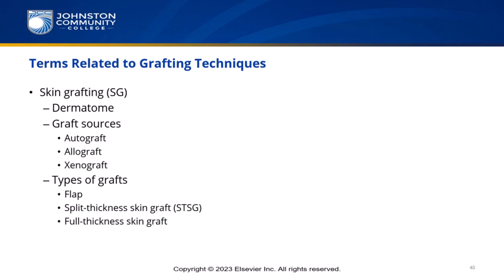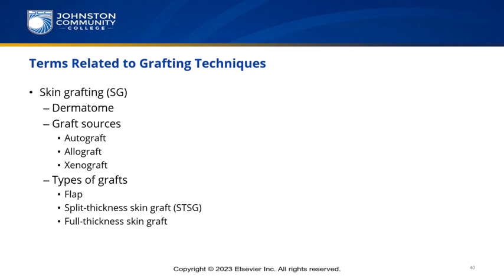Now let's review some terms related to grafting techniques. Patients who need new skin may be candidates for skin grafting. A dermatome is an instrument to cut thin sheets of skin to be used for donor skin. Remember, dermato is our combining form for skin. Tome is an instrument to cut.